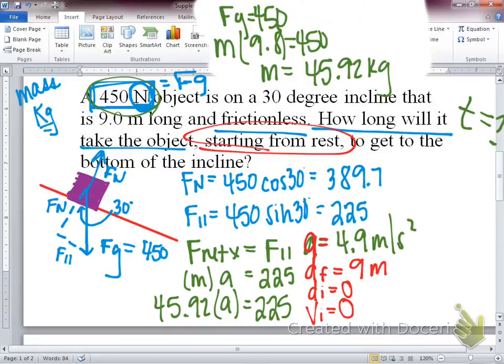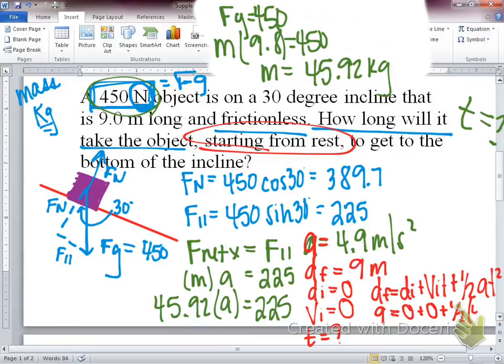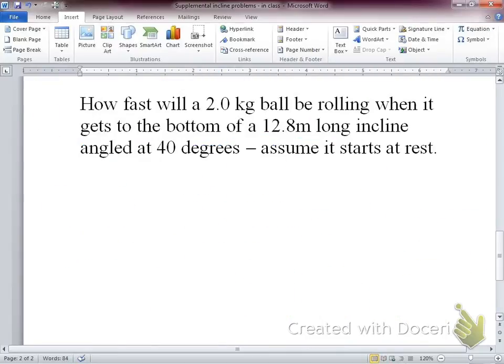So what kinematics equation can we use to solve for time? Yeah, the second one. I'm going to probably run out of some room here. But we're going to use the equation d f equals d sub i plus v i t plus 1/2 a t squared. So 9 equals 0 plus 0 plus 1/2 times 4.9 t squared. Okay, so let's go ahead and try this one on your own.